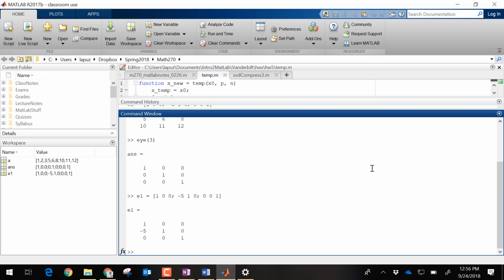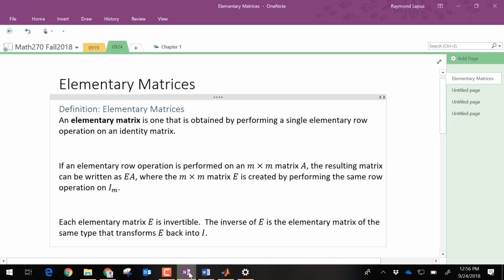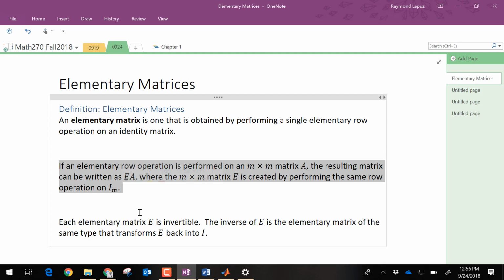Now, what they're saying in this paragraph here, this is actually just one sentence, is that if an elementary row operation is performed on an m by m matrix, it's the same as multiplying by an elementary matrix on the left side.